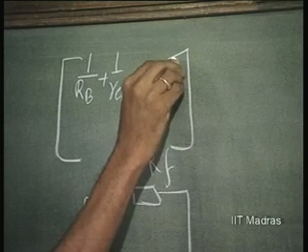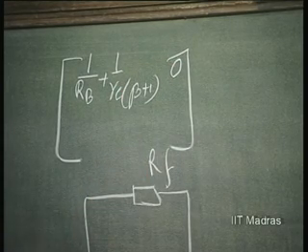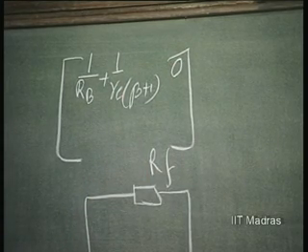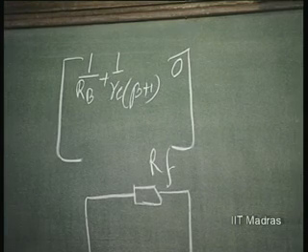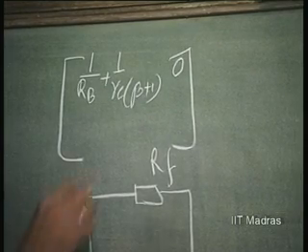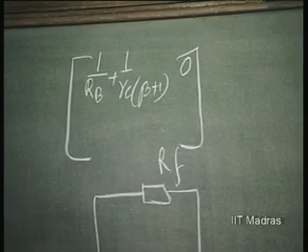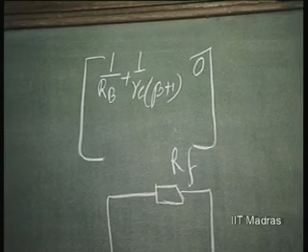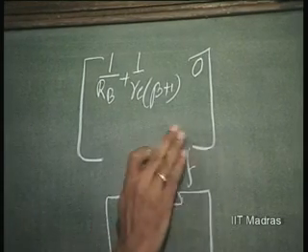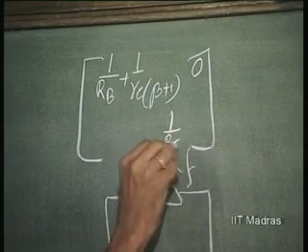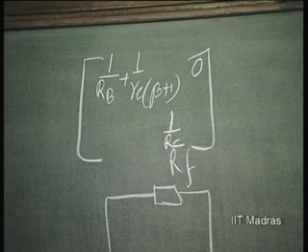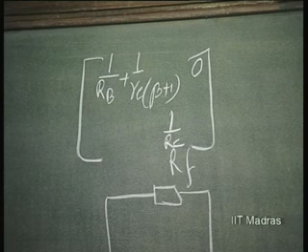We are assuming that YF is 0, that is true. Then what is Y naught? Nothing but 1 over RC. Is this clear?